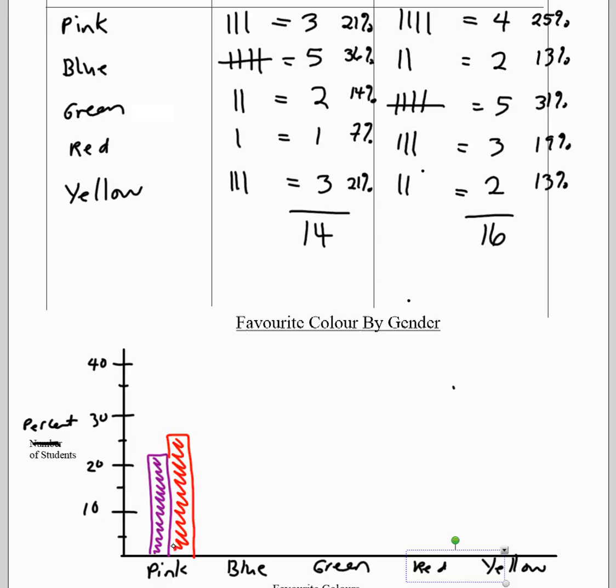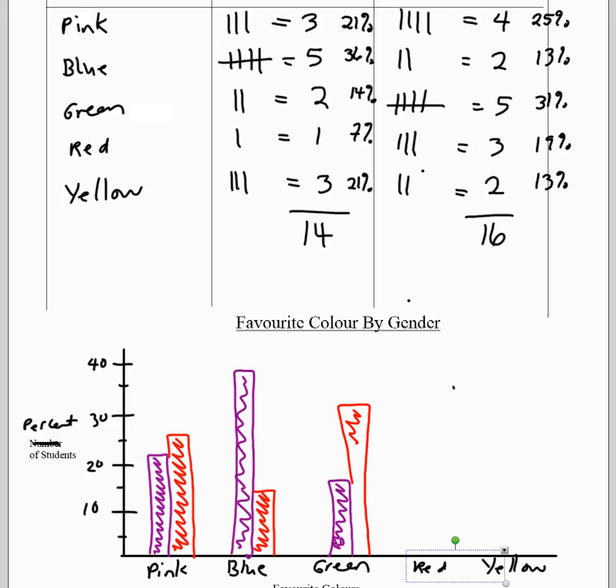Then blue, I've got 36% girls, so that will be about there. And I've got 13% boys, that'll be about there. Again, you would have graph paper and you'd be doing it a little bit more accurately. Green, we've got 14% girls, so that's about there. And boys, we've got 31%, and so that would be about there. And then red, we've got 7% girls, which would be about there. And 19% boys, which will be about there.